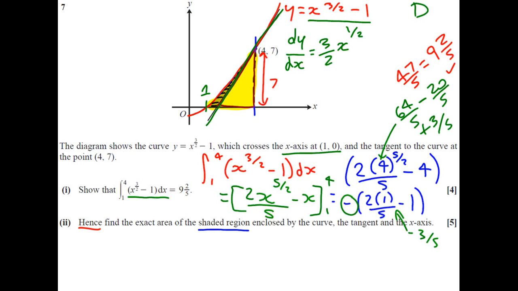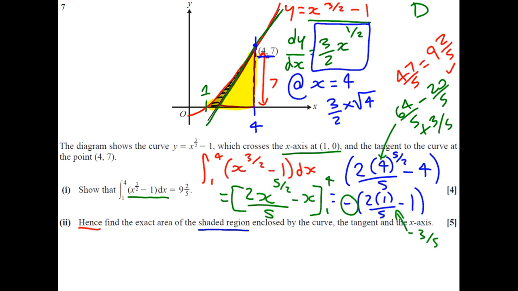Okay. Now that is just the gradient function. That tells you the gradient at any point. We're interested in when x is 4, because that's where our coordinate is. That's where the tangent is meeting. So when x is 4, we're going to get 3 over 2 times by 4 to the half, which is the square root of 4. Square root of 4 is 2. So the 2's are going to cancel. That just gives you 3. So 3 is the gradient.